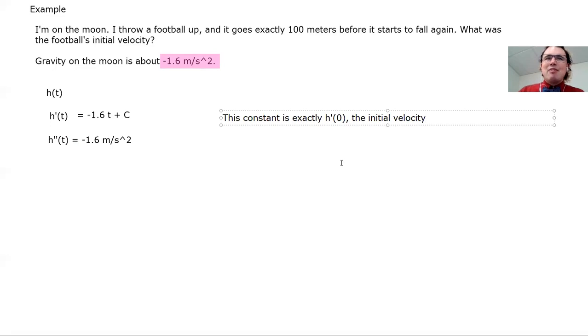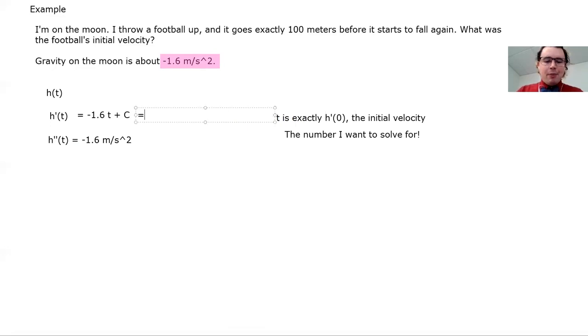Why am I making a big deal out of it? That's the number I actually want to solve for. So the very last thing I do in this problem is going to be solving for this constant. Let me go ahead and give that a special name. I'll call that v for initial velocity.